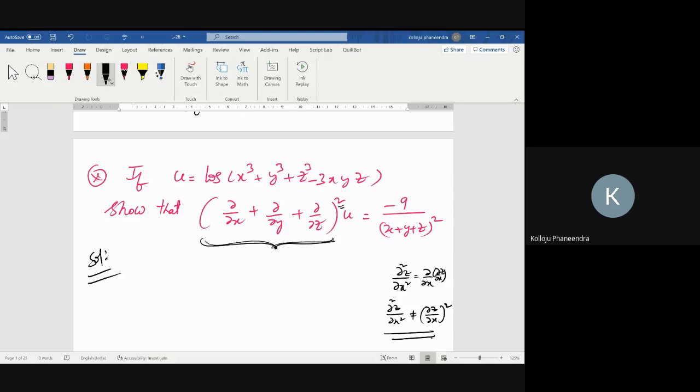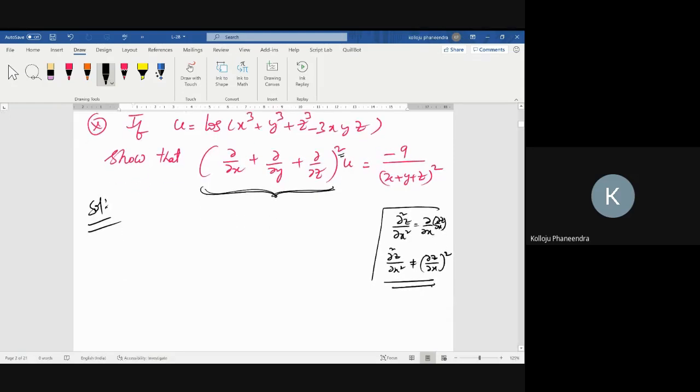Okay. Now, so first one, what is the u function? U is given as log of x cube plus y cube plus z cube minus 3xyz. Then first one, let me calculate without whole square. Let me calculate this one entire.